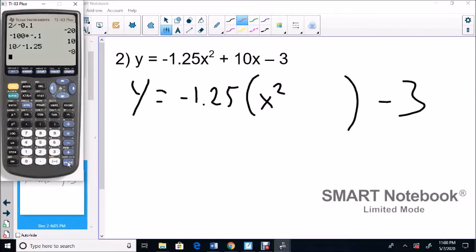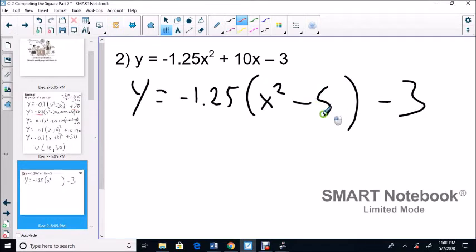Okay, you go enter. You get 8, so you get minus 8x. Again, you take the 8 divided by 2, you get 4. 4 times 4 is 16. So 8 divided by 2 is 4, and then square it, you get 16. So you're going to add and subtract 16.